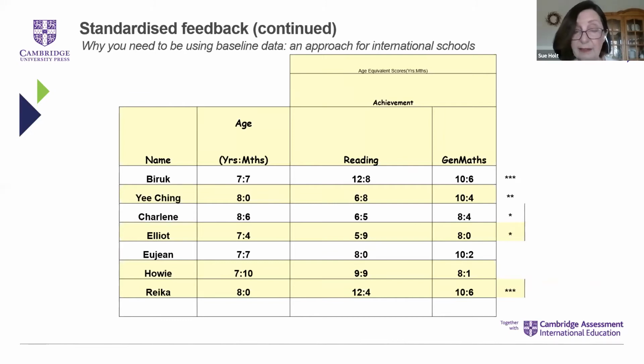And it turned out that she was just incredibly bored, and she had a very different personality from Biruk. He could cope and kind of be a self-starter. She needed more direction. Once she was given more direction, she was given more challenging work, then her behavior improved, and so did her progress. I've also got little asterisks next to Charlene and Elliot, who we'll have a closer look at, and also Yi Ching.